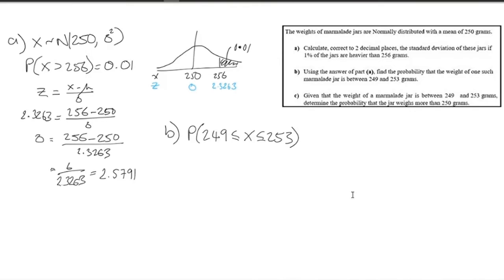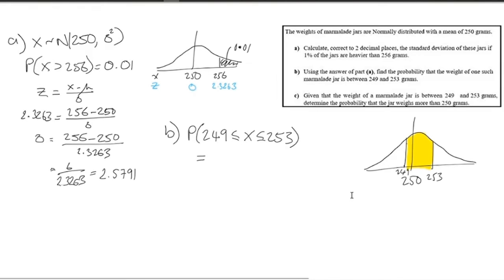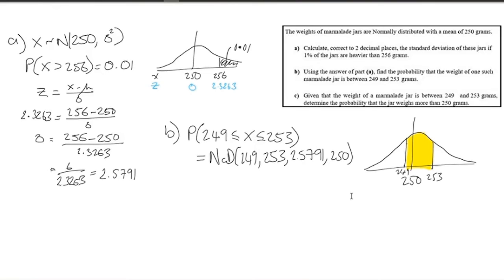What does this look like on a diagram? It needs to be in between, well, let's get the 250 down. It's going to be in between 249 and 253. Right, so I'll just shade that in quickly. Okay, and back to the calculator. We can do a little NCD. Lower limit 249. Maximum value 253. Put in a standard deviation. I'll put in my fuller value here. And the mean of 250. Okay, and that gives us an answer of 0.5285.